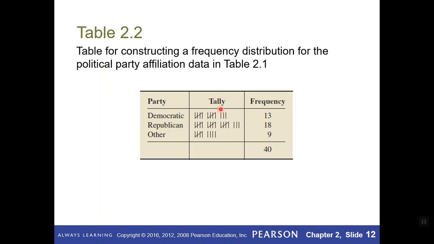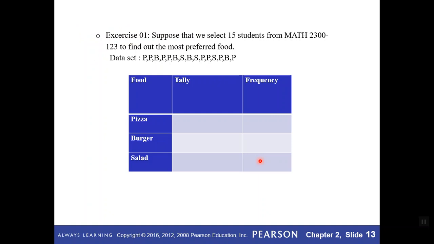You don't need this tally part. If you want, you can just use this one. So at the end you can add these frequencies and take the final count. There are altogether 40 observations. So yes, when you add these frequencies together, you can see it's 40. Okay, so this is the frequency distribution of qualitative data.